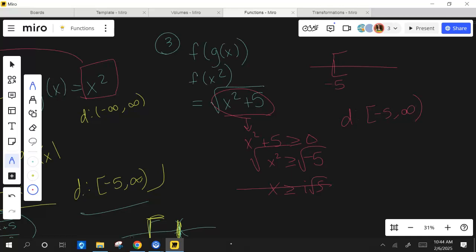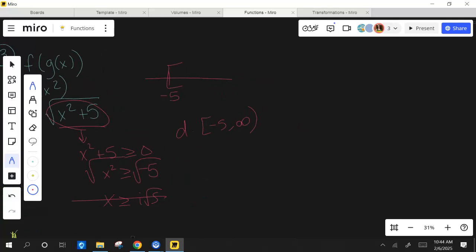Okay? Now, this is going to change if I switch this around to do g of f of x. What do you get now? Now what happens? This time I'm plugging in the square root of x plus 5 into g.